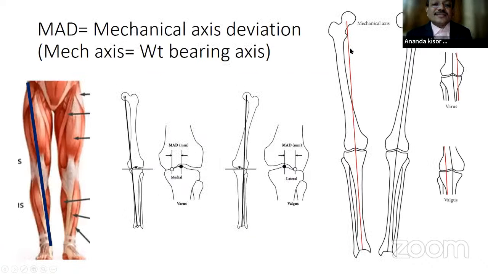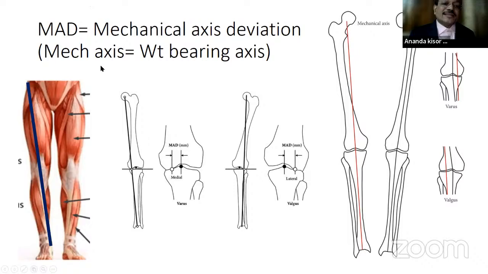It will remain in a straight line. The mechanical axis is the weight bearing axis, whereas the anatomical axis is along the diaphysis of the femur and the tibia. If we draw the diaphyseal axis and the mechanical axis simultaneously, the difference is 5 to 7 degrees. That is why 6 degrees of external rotation is required for cutting of the tibia during total knee replacement.